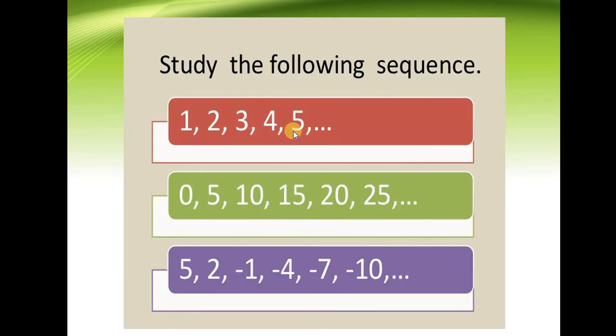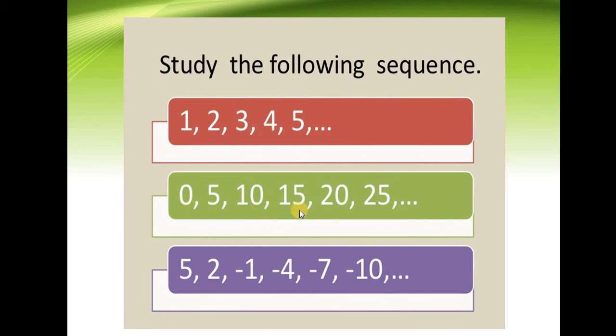1, 2, 3, 4, 5. What type of sequence is this? If we add 1 with 1, we get 2. Similarly, if we add 1 with 2, we get 3. So here d is equal to 1. It is an arithmetic sequence.